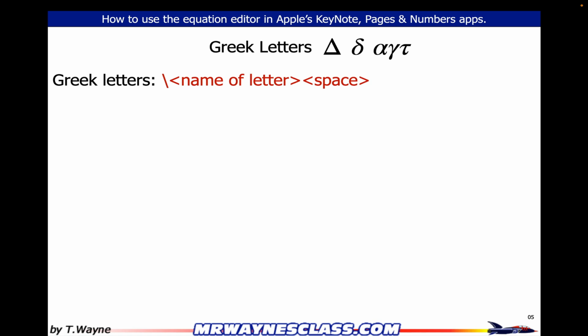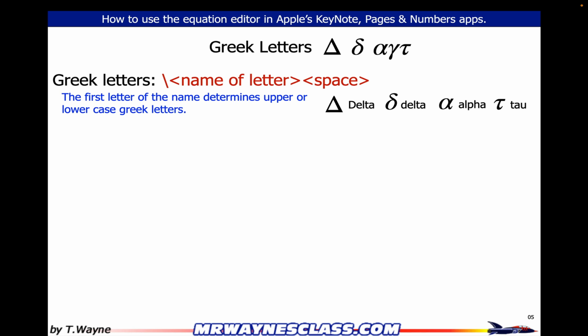That space after the name is really important because without it, the editor is trying to read everything like it's one command, and it's not. So make sure you have a space, and anytime you follow this name and then function, you're going to have that space afterwards. When you're writing the Greek letters, the first letter of the name determines if it's uppercase or lowercase Greek letters. So for example, here are a couple Greek letters and their names.